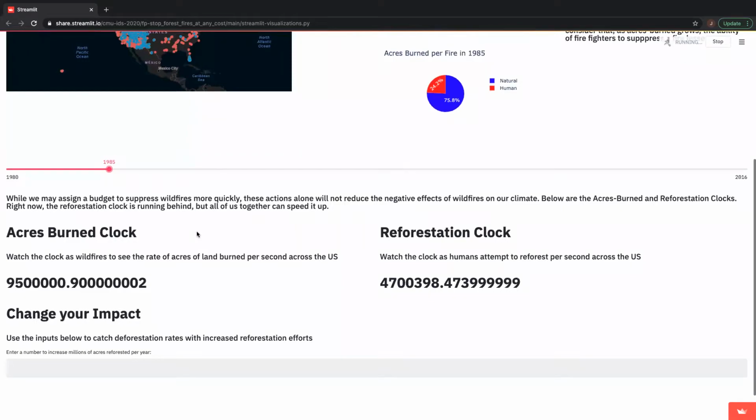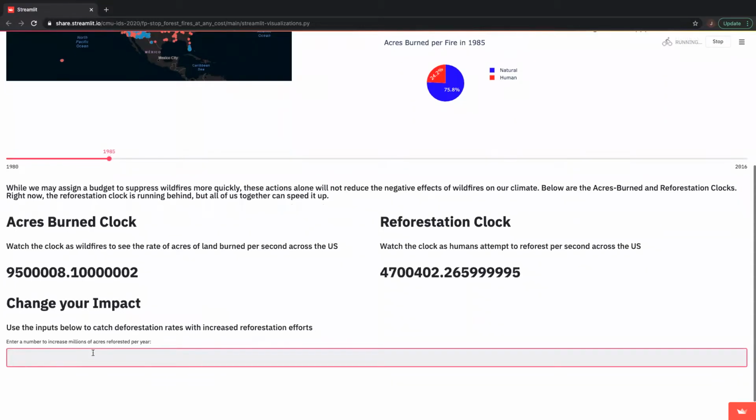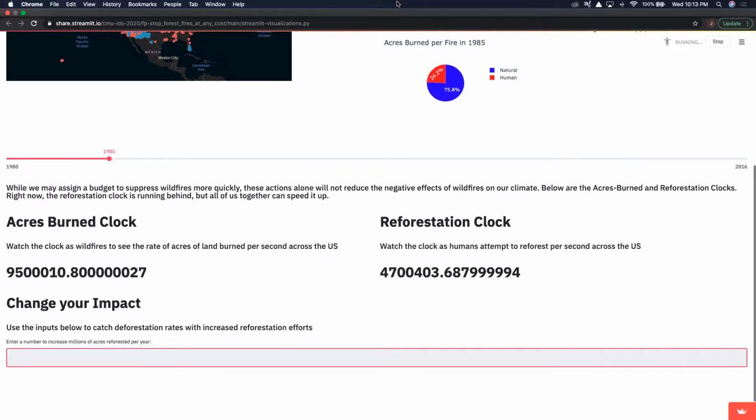Additionally, in our introduction page, we also have two clocks, ones that measure the current acres that are being burned and also the reforestation clock. An important key note is that an associated feature that is generally spoken about when it comes to acres burned is the CO2 that's emitted. And so that's why our team decided to add the reforestation clock. In addition, we added a feature where the user can enter a number in the millions to see how the reforestation clock equates to the acres burned.